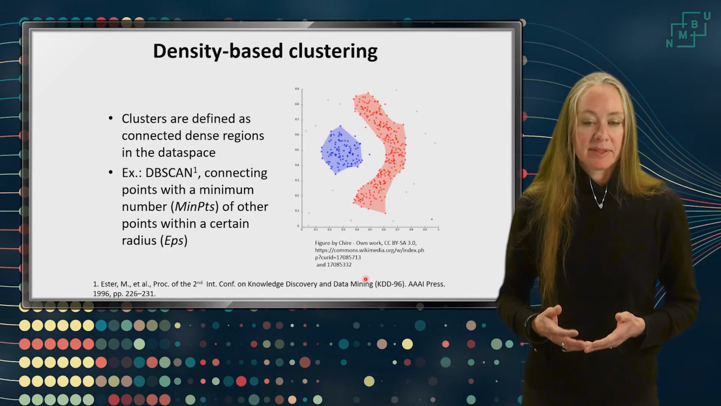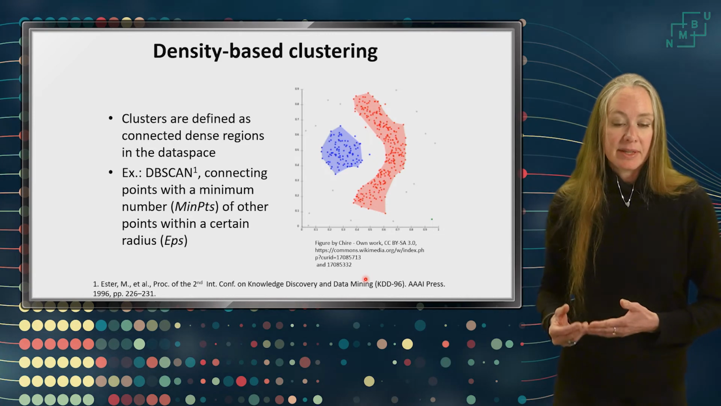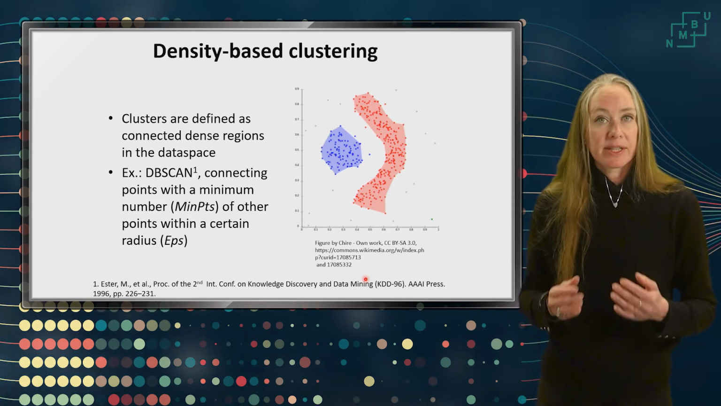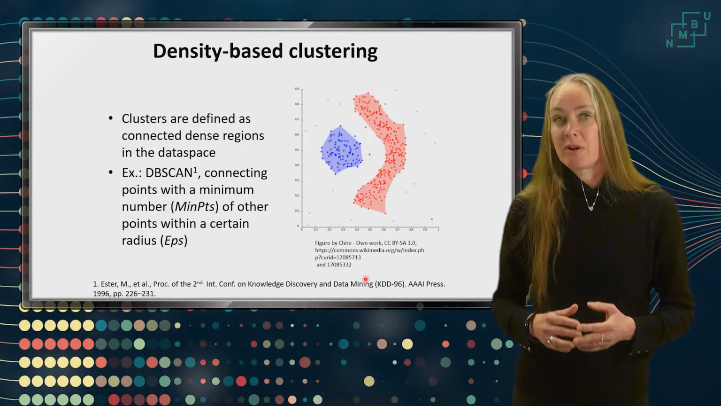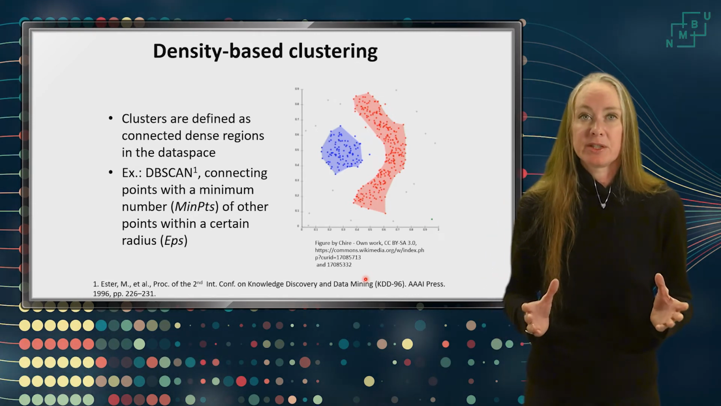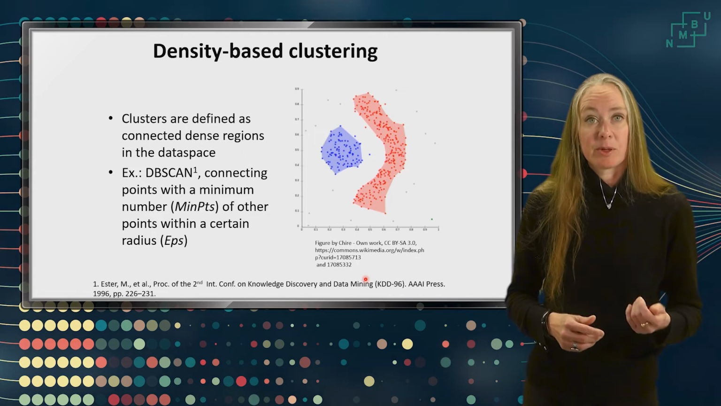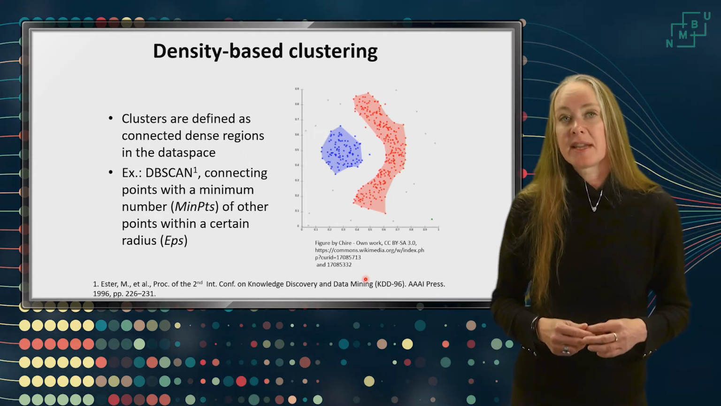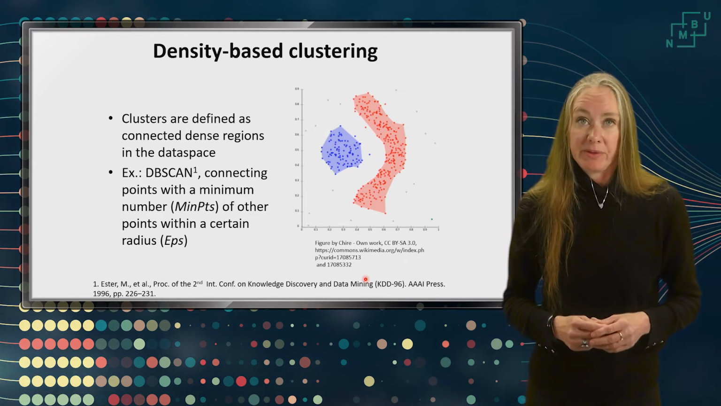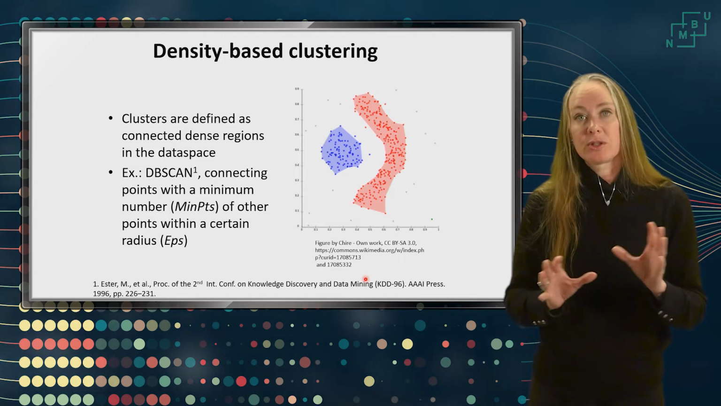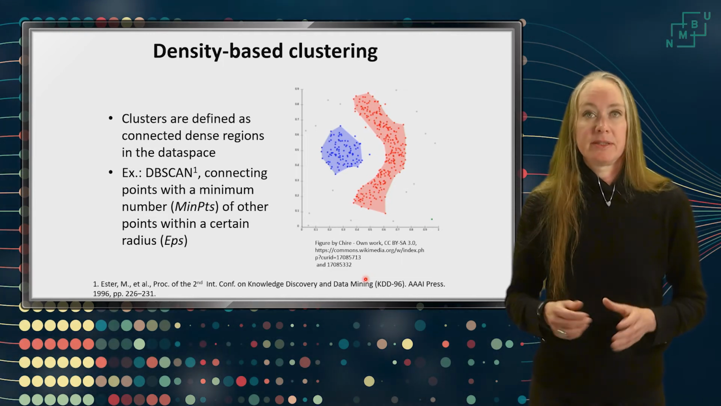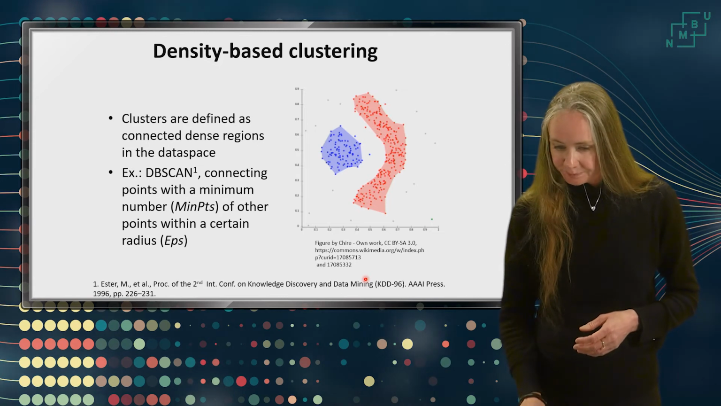An example of a density-based clustering algorithm is DBSCAN, which connects points with a minimum number of other points within a certain radius. So the minPts and eps, which is the minimum number of points and the radius, are the 2 parameters of this method that can be adjusted in order to explore different clustering solutions.